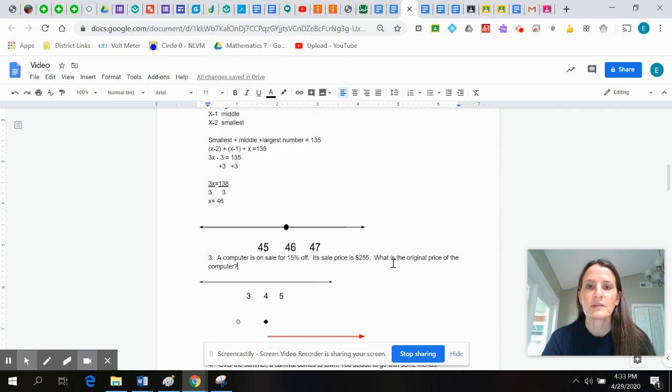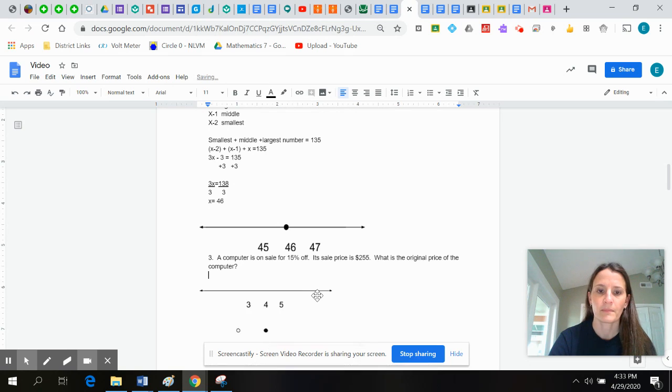All right, number 3. Number 3, I gave you guys these type of problems around Thanksgiving time. We made tables. Tables are a great way to solve these problems. But we can also write algebraic equations, algebraic models, and that's what I wanted you to do on number 3. So let's talk about number 3. It says, a computer is on sale for 15% off. Its sale price is $255. What is the original price of the computer?